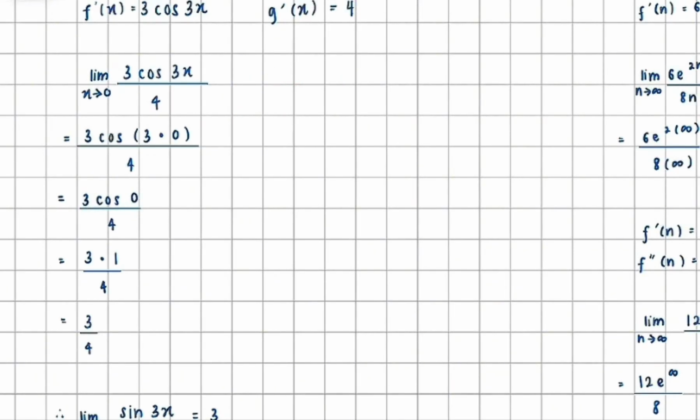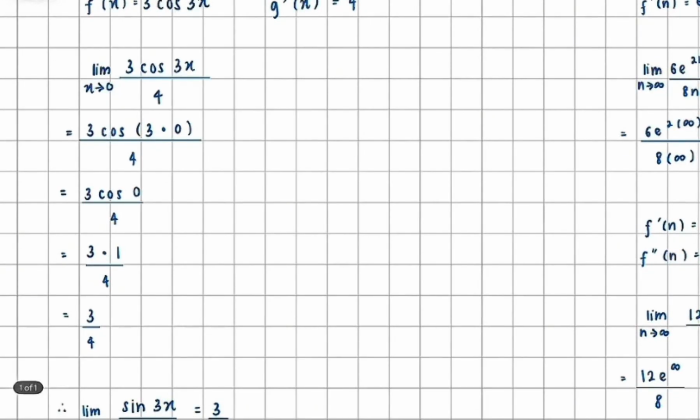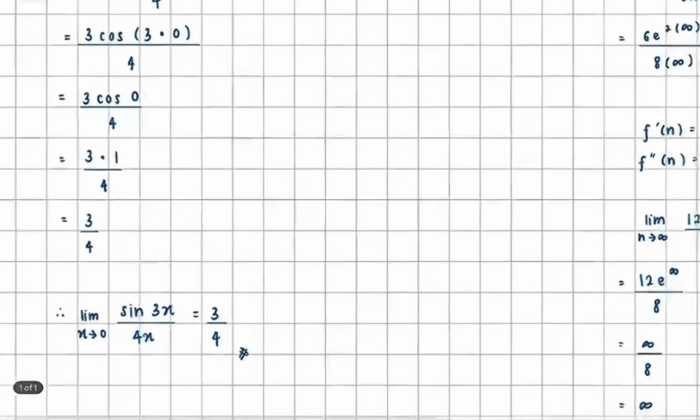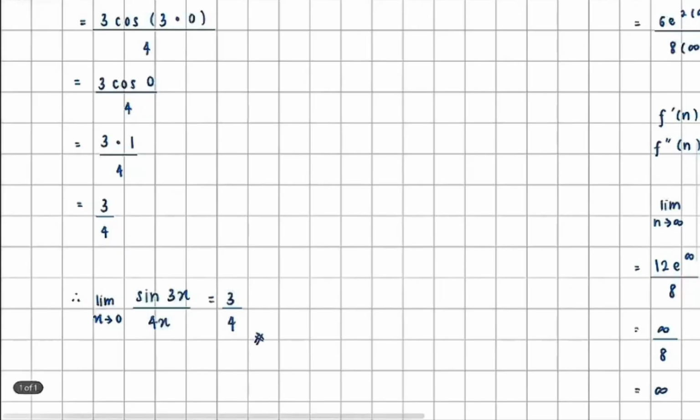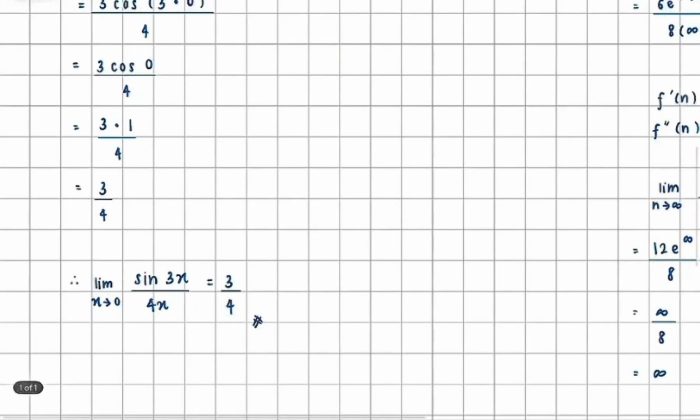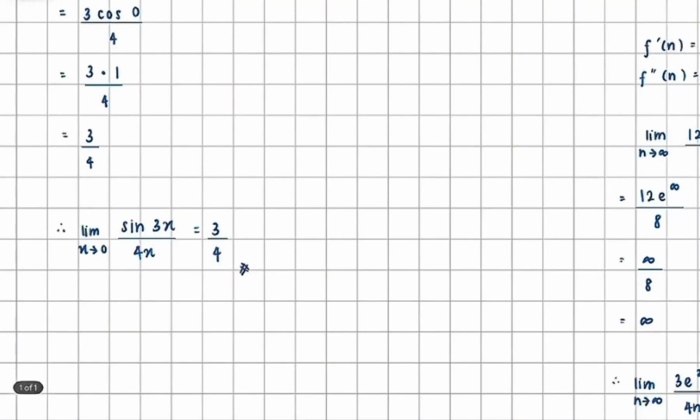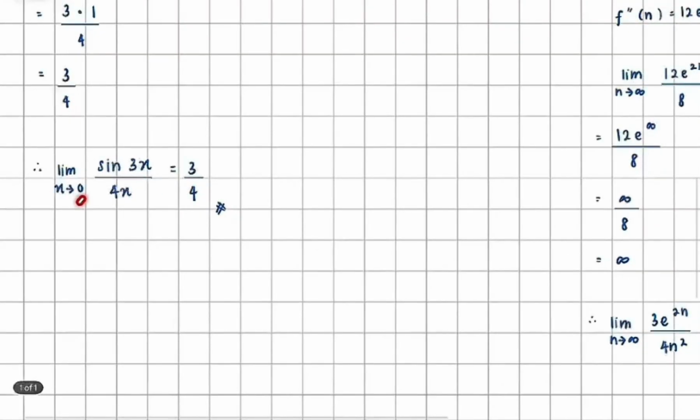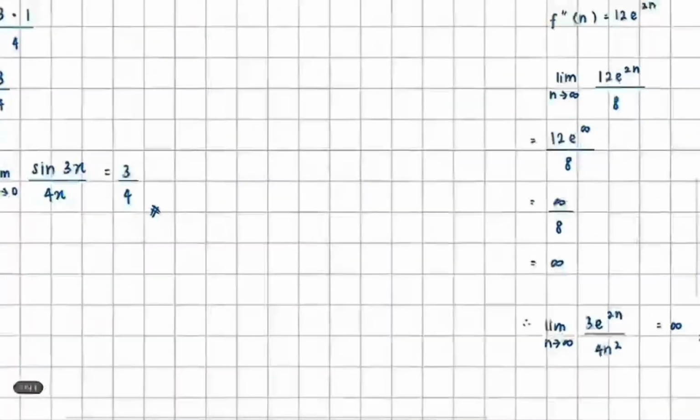After we differentiate, we substitute x equal to 0 into this expression, which gives 3 cos 0 over 4. Cos 0 is equal to 1, so we get the answer 3 over 4. So the limit as x approaches 0 of sine 3x over 4x is 3 over 4.